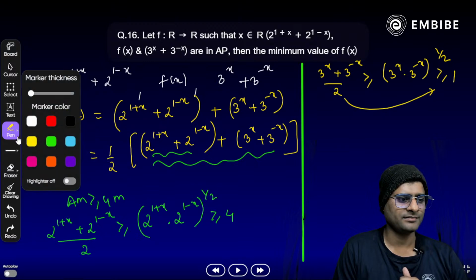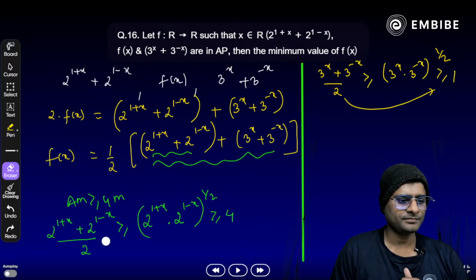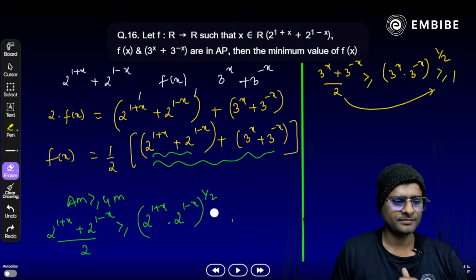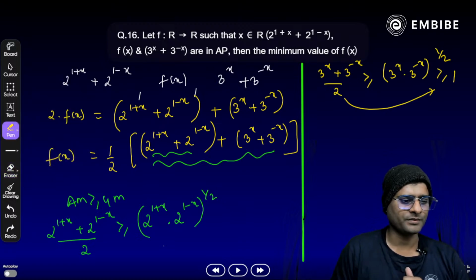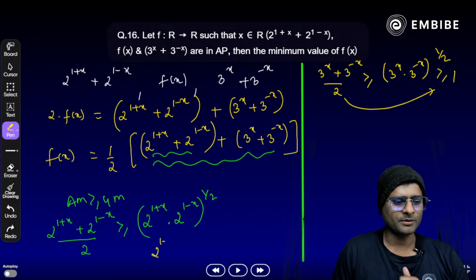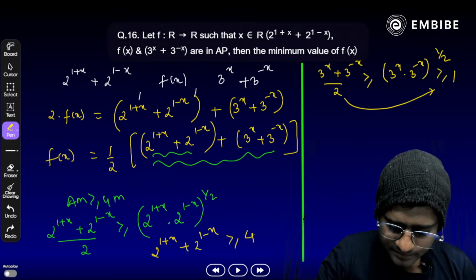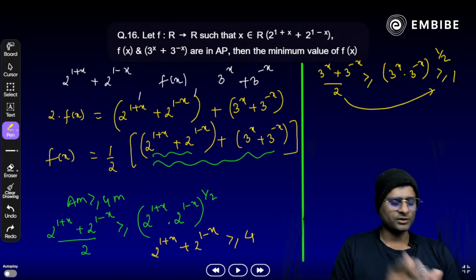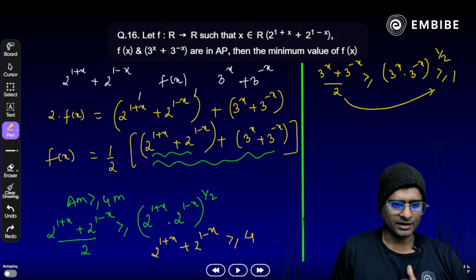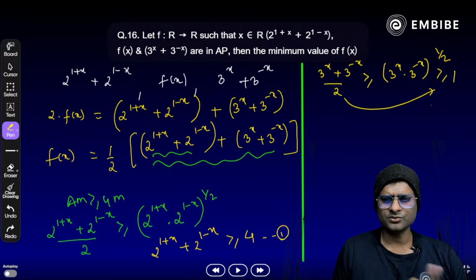Just give me a second. So we need to write it down like that here. 2 raised to power 1 plus x plus 2 raised to power 1 minus x must be greater than or equal to 4. Like that. Okay, all right. You can also suppose this as equation 1, no issue. So 3 raised to power x plus 3 raised to power minus x is more than or equal to 2. That is equation number 2 here.